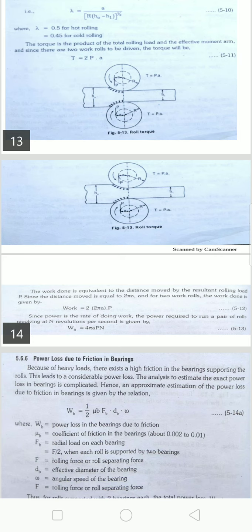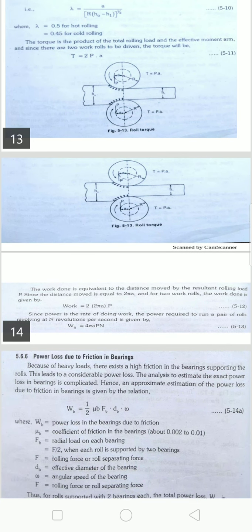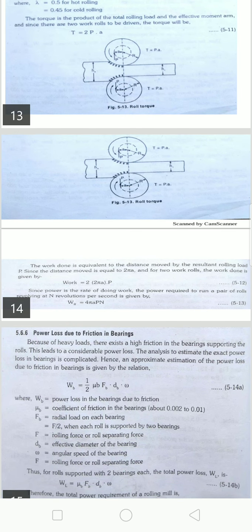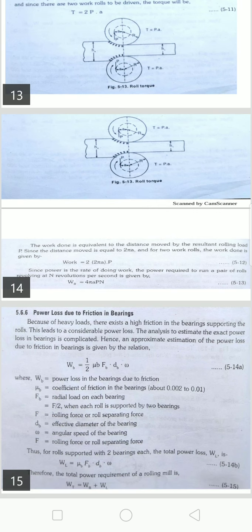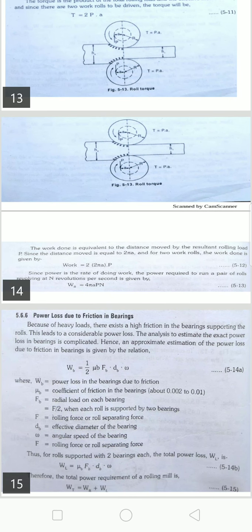Therefore, the work done is equivalent to the distance moved by the resultant rolling load P. Since the distance moved is equal to 2 pi A, and for two working rolls, the work done is given by work is equal to 2 into 2 pi A into P. This is equation 5.12. Since power is the rate of doing work, the power required to run a pair of rolls revolving at n revolutions per second is given by Wr is equal to 4 pi A P N, considering the speed, the feed of the roller and the periphery of the roller.